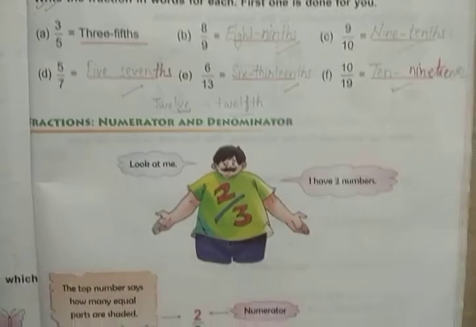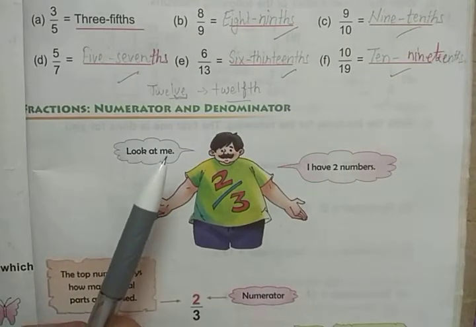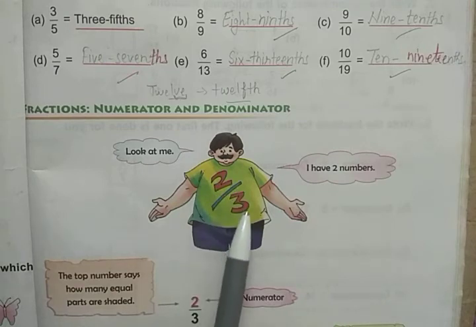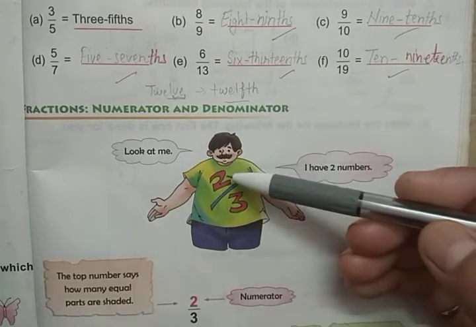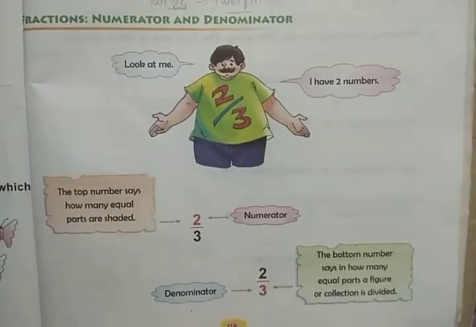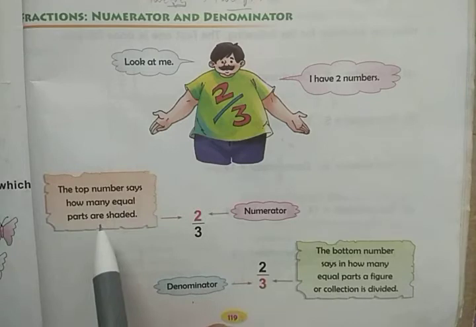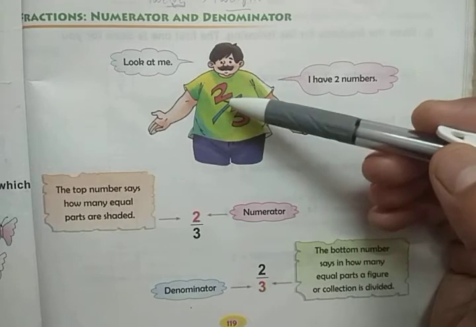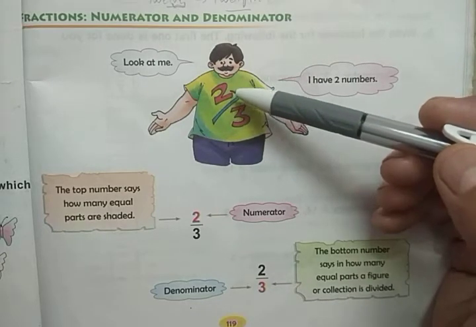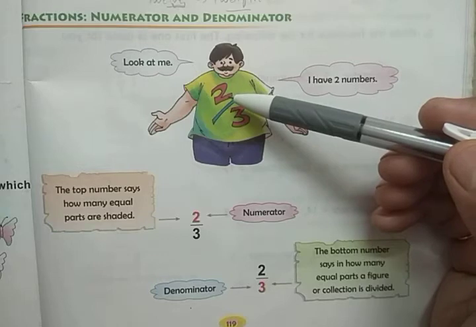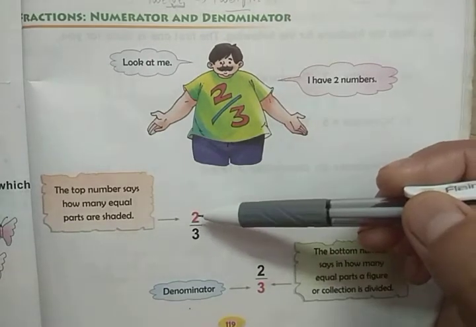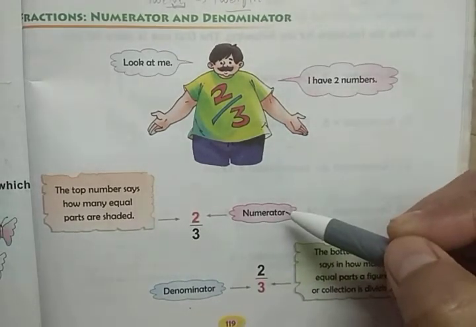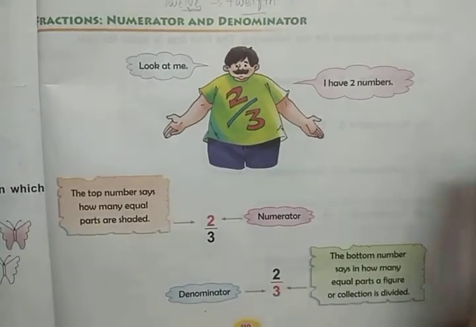So you can see here in the picture, look at me. I have two numbers. You can see here 2 upon 3. The top number says how many equal parts are shaded. So you know when we write the fraction, the upper part tells us the number of parts shaded. And this is called the numerator. You have to learn this new word, numerator and denominator.